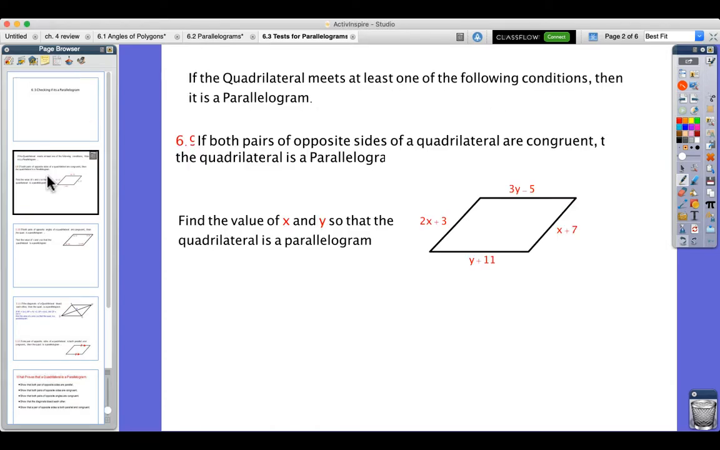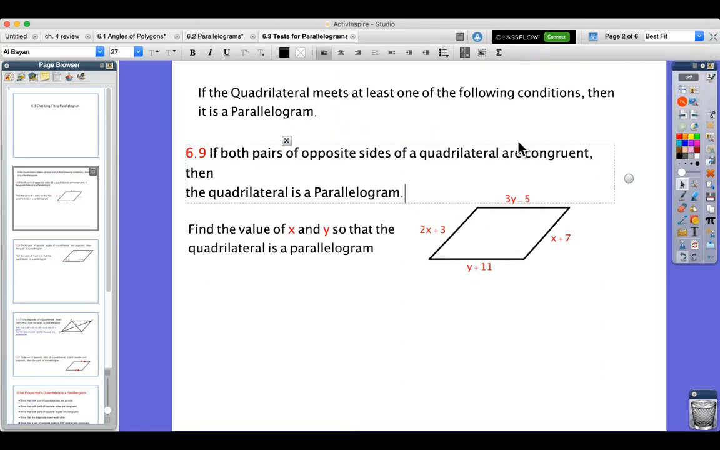So for example, again, like we said, if the quadrilateral meets at least one of the following conditions, then it's a parallelogram. Easy as that. Let me fix this right here. Looks a little odd. There we go.